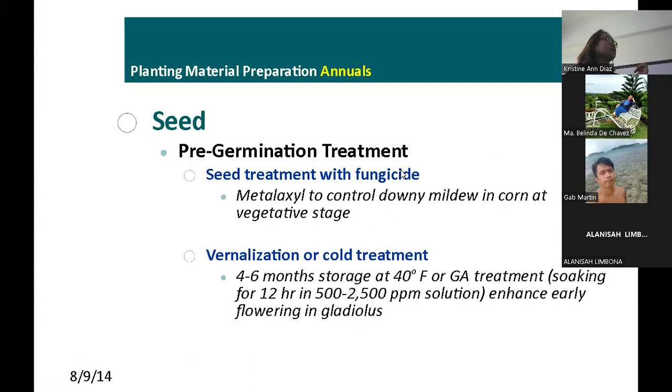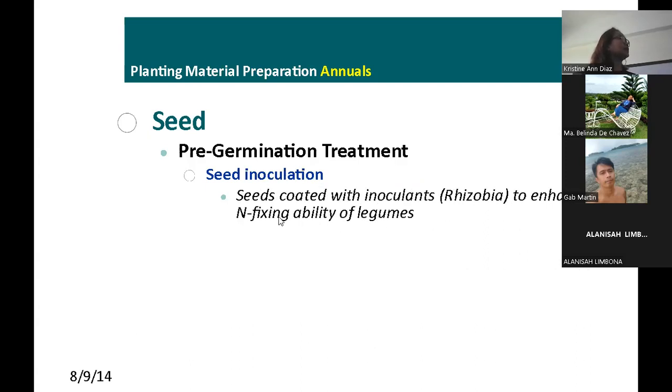So, naabot na yung mga pre-germination treatment like fungicide, metalaxyl, para sa downy mildew, or meron tayong tinatawag na vernalization or cold treatment. For example, sa mga tulips or gladiolus, naturally, they are being stored in freezer or frozen for 6 months at 40 degrees Celsius. But alternative with GA, gibberellic acid, is soaked for 12 hours at 500 to 2,500 ppm para ma-enhance ang flowering. So that's vernalization. Or in seed inoculation with rhizobia, to enhance yung nitrogen fixing.